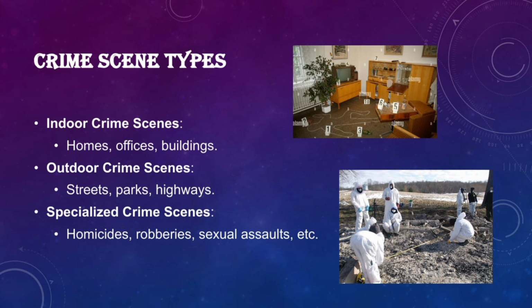Second one, outdoor crime scene. An outdoor crime scene is any crime scene that occurs in an open or exposed environment, such as streets, parks, forests, beaches, or parking lots. Outdoor locations are vulnerable to environmental factors like weather, animals, and human interference, which can also degrade or contaminate evidence.